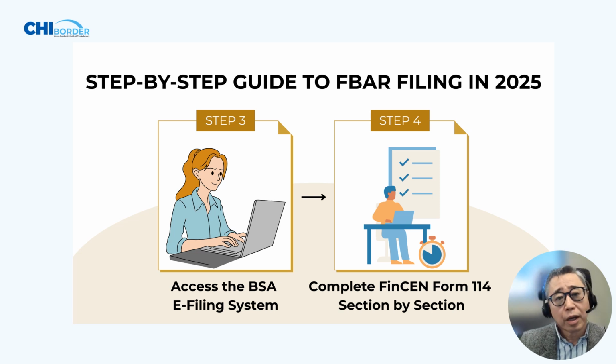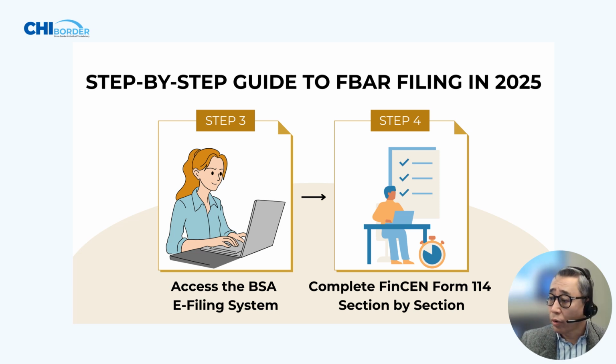And then FBAR filing is all done electronically through FinCEN's so-called BSA e-filing system. You have to visit the BSA e-filing website and, for individual filers like you, select to file FinCEN Form 114 individually under the no-registration FBAR filer option. The entity filer is a different thing.